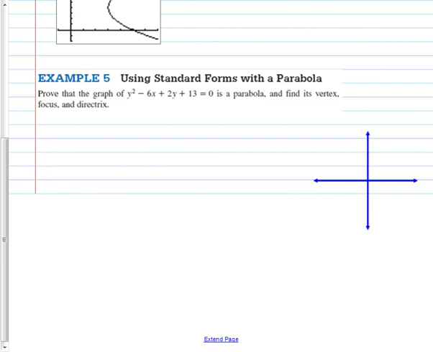Using standard forms with parabolas, prove that this equation actually is a parabola. Figure out what its vertex is, what its focus is, and what the equation of the directrix is. Well, that one looks like the original form we had, ax² plus bxy, that stuff. Well, I know that if I have a parabola, it's going to fall into that form where I've got something squared, 4p, and then something over here. And looking at this one, I notice that the y appears to be the squared term.